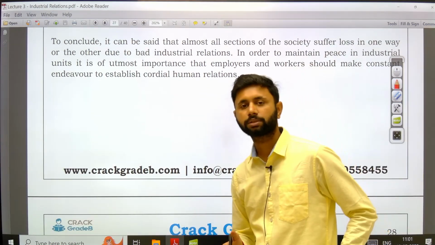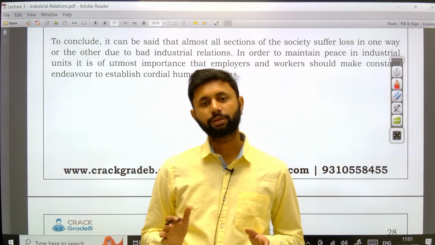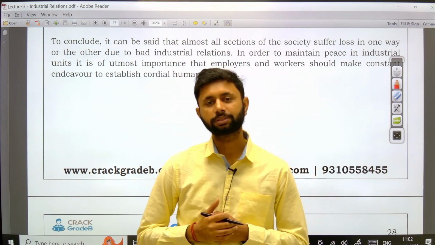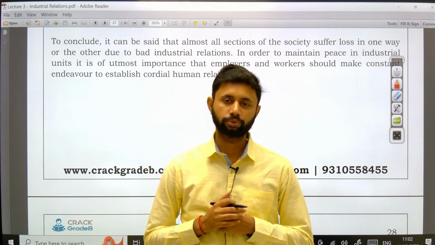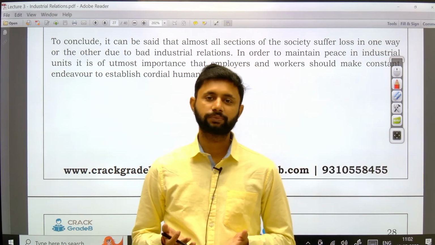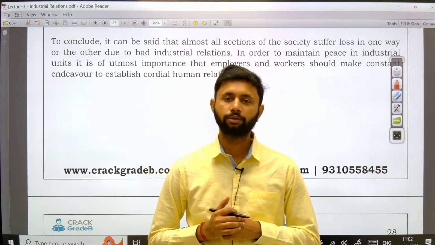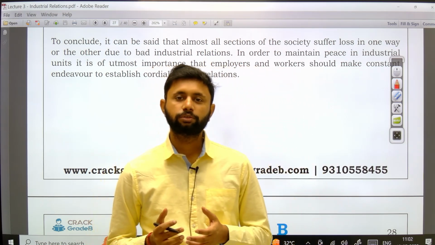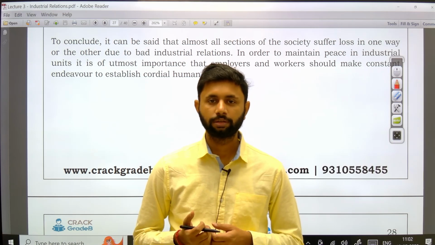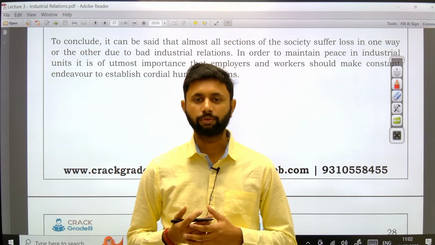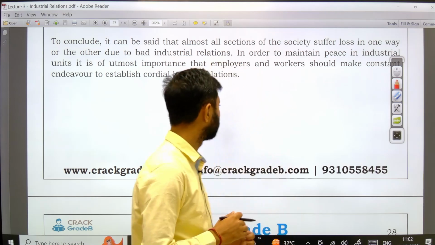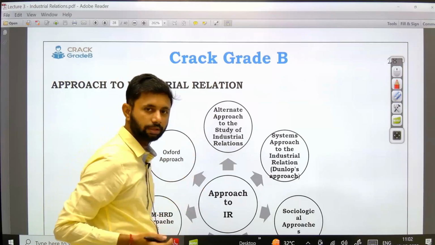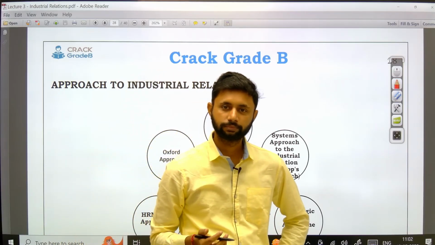So industrial conflicts are not beneficial to any stakeholder within industrial relations. That's why various scholars have tried to convey that social dialogue, peaceful dialogue, is necessary to resolve disputes, to work in tandem with each other, to understand each other's interests, so that all the stakeholders can work collaboratively for the growth of the nation's economy, for the growth of the company, and for the growth of workers as well. Okay.